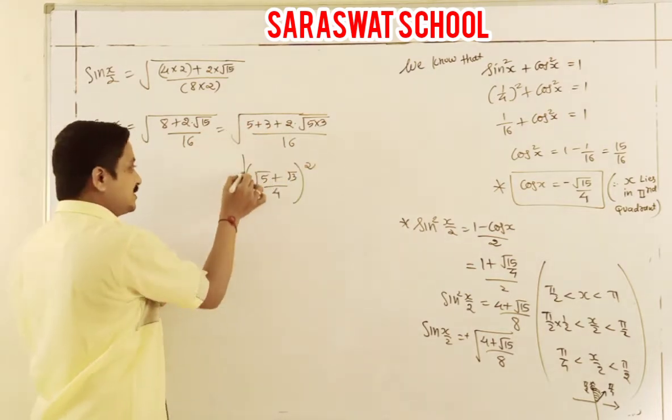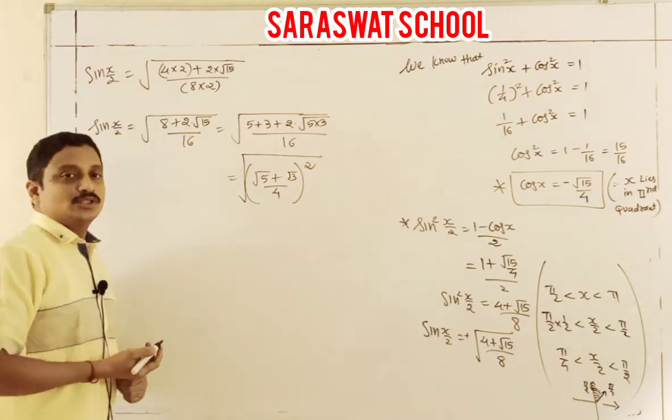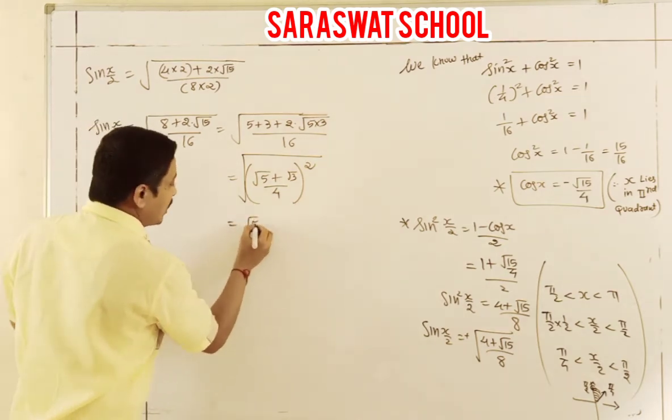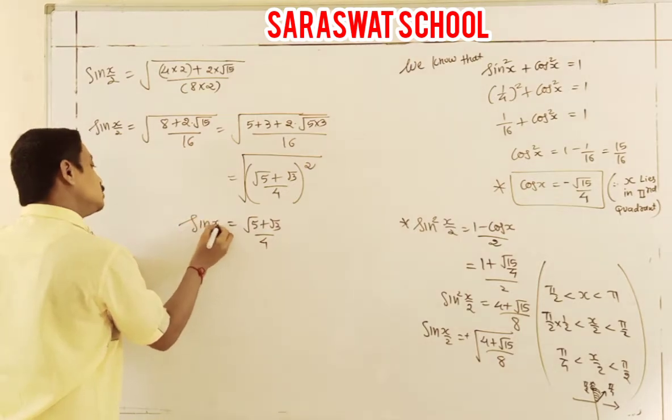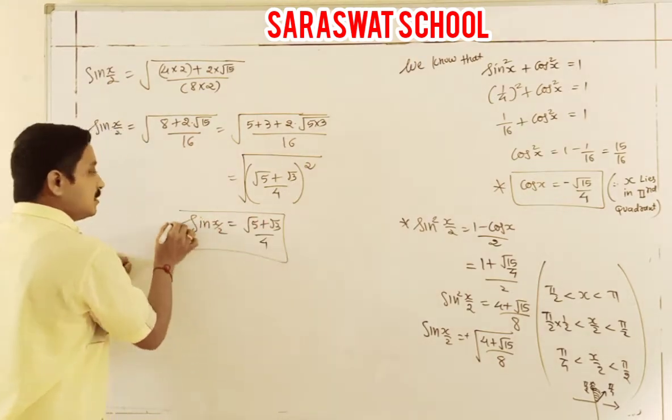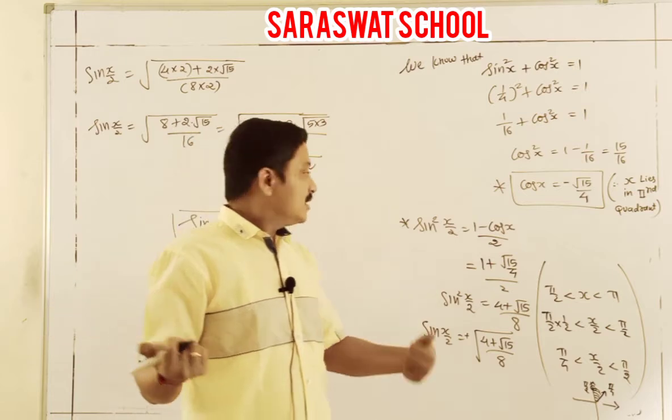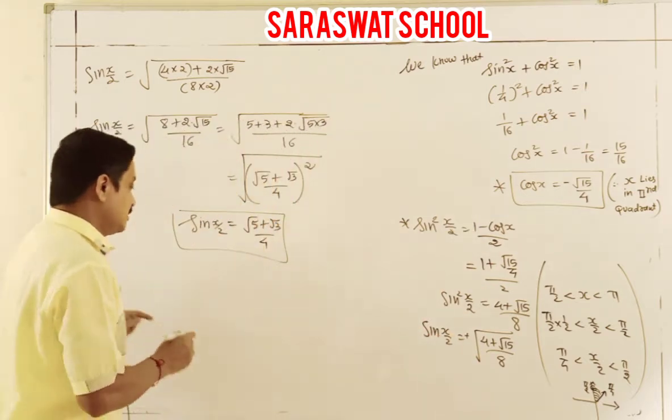Yes, and the root is as it is. So the square and root are gone, and we get (root 5 plus root 3) by 4. That is my sin x by 2, students. First case is done. Now again start.